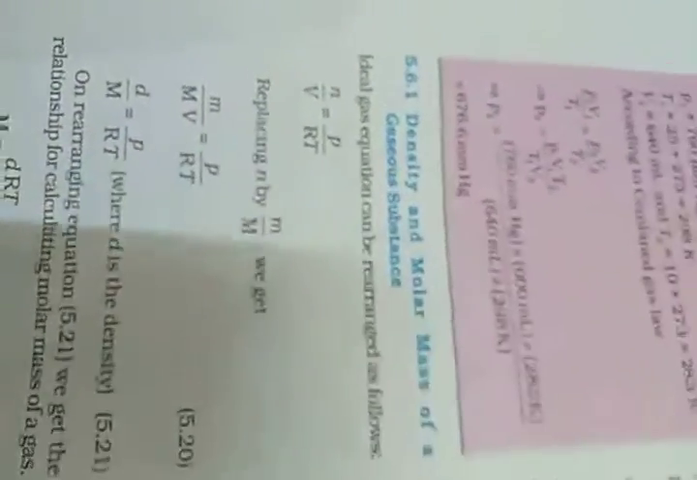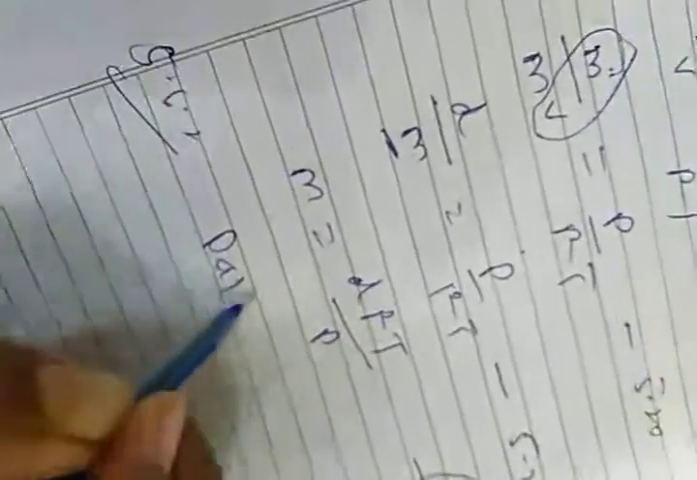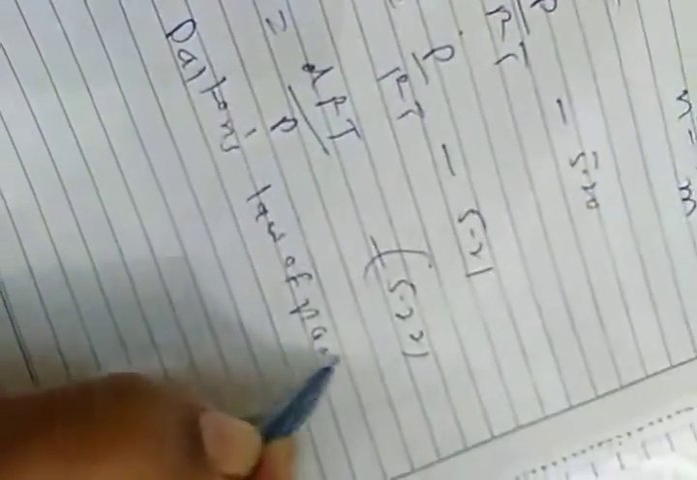So, density and molecular mass relation. Our next topic is 5.62, that is Dalton's law of partial pressure. Now, this law was formulated by John Dalton.